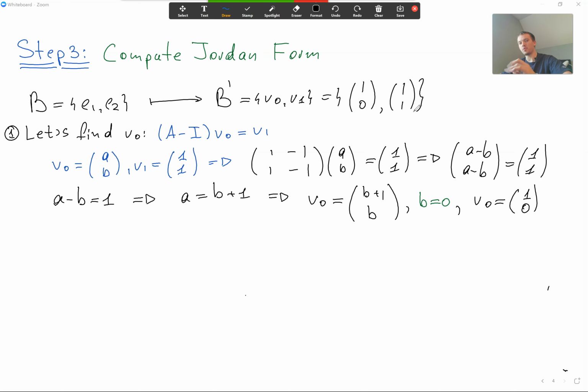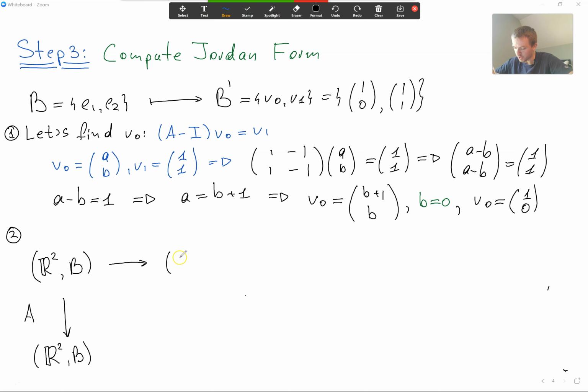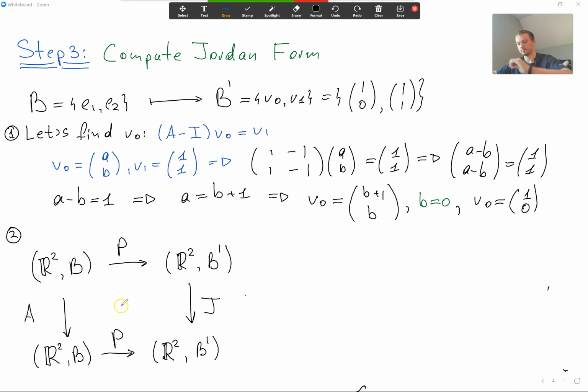So as the last step, we right now need to figure out how the change of basis matrix works. So here's our space R2 with basis B, and it maps into the space R2 by our matrix A. But what can I do? I can do a change of basis matrix P over here. And when I do a change of basis, I'm going to obtain another matrix, and this is going to be exactly our matrix G. And this diagram is going to be commutative.